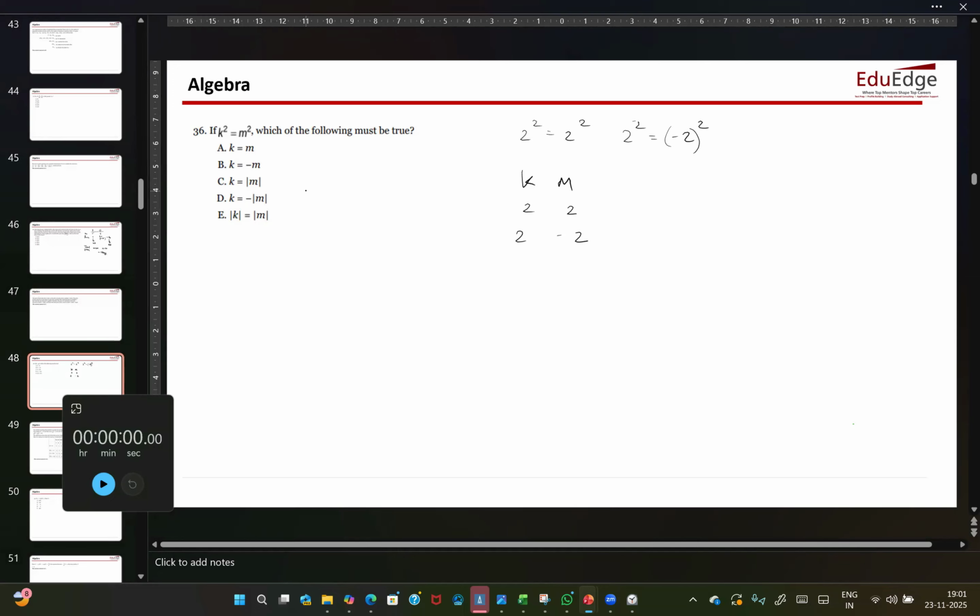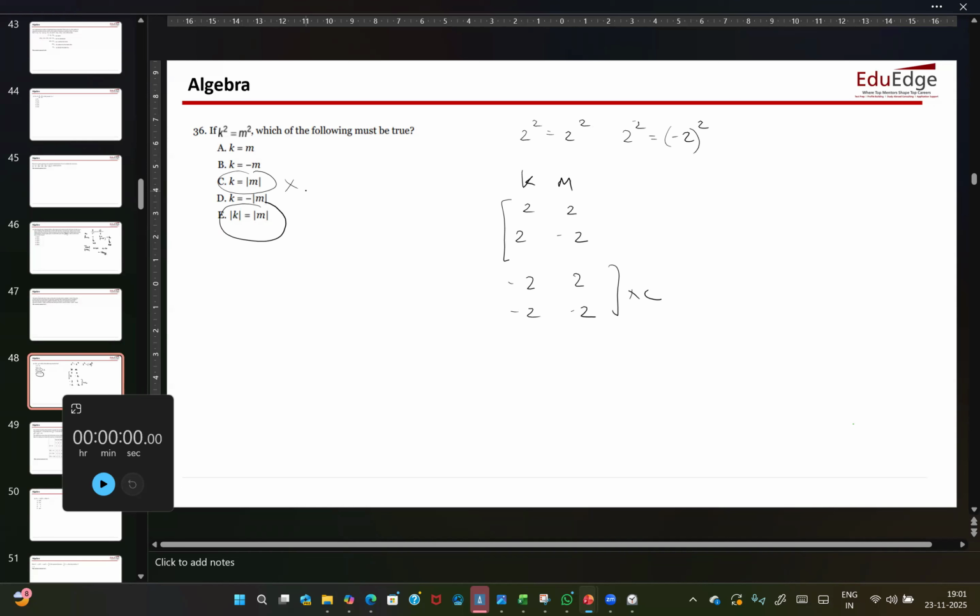No. I'm saying if k is minus 2 and m is 2, then C won't be true. So C is only true for positive values of k. Yeah. But as soon as I write minus 2 and 2 or minus 2 and minus 2, this won't work. Correct. So C fails here. But E is true everywhere.